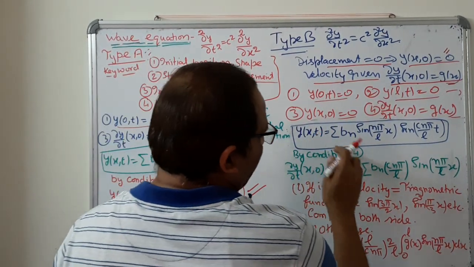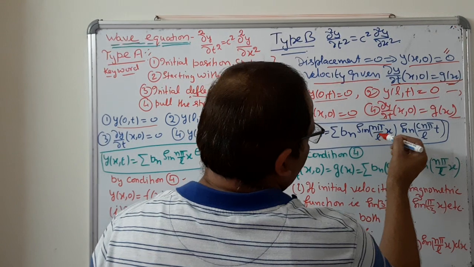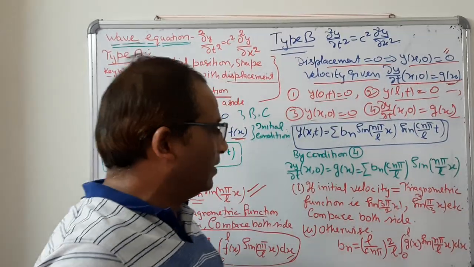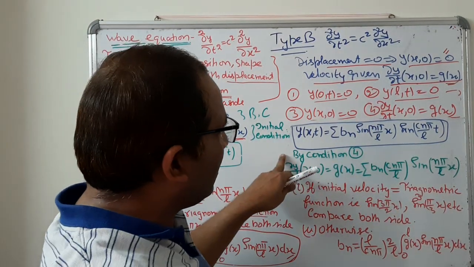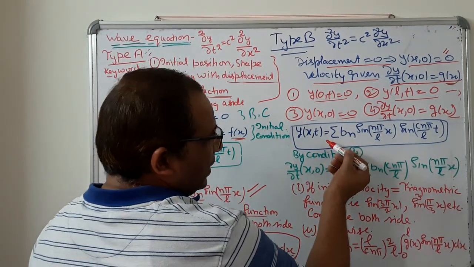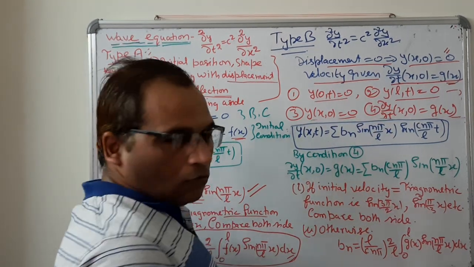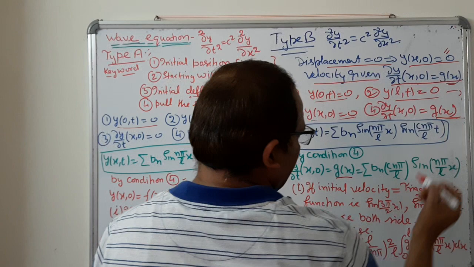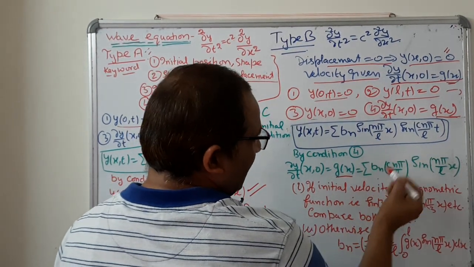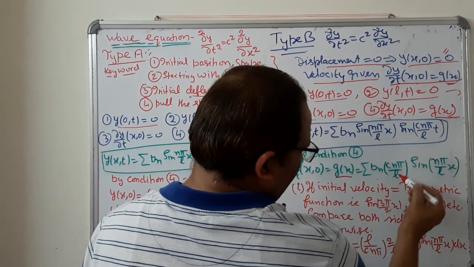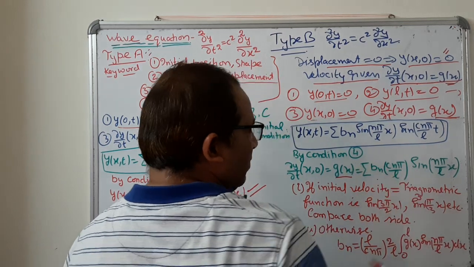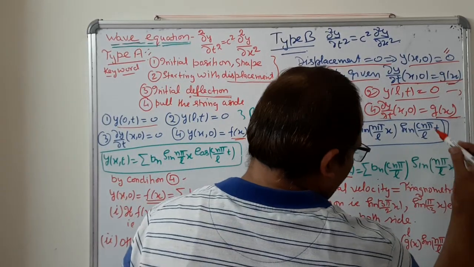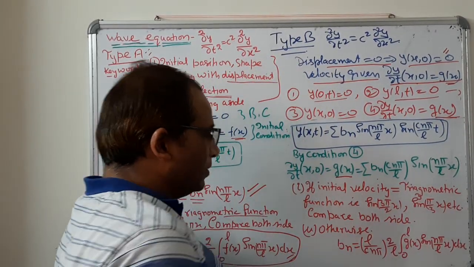Up to this one, y of x,t equal to sigma Pn sin(n pi x upon L) sin(c n pi t upon L). Right? We write the solution and then apply condition number 4. First we differentiate with respect to t and then put t equal to 0. We get the left hand side as g(x) because the condition is given as g(x), and from this we get bn. When we differentiate this, we get c n pi upon L as a multiplication, and cosine will be equal to 1, and this is sin(n pi x upon L). We get this one, right?